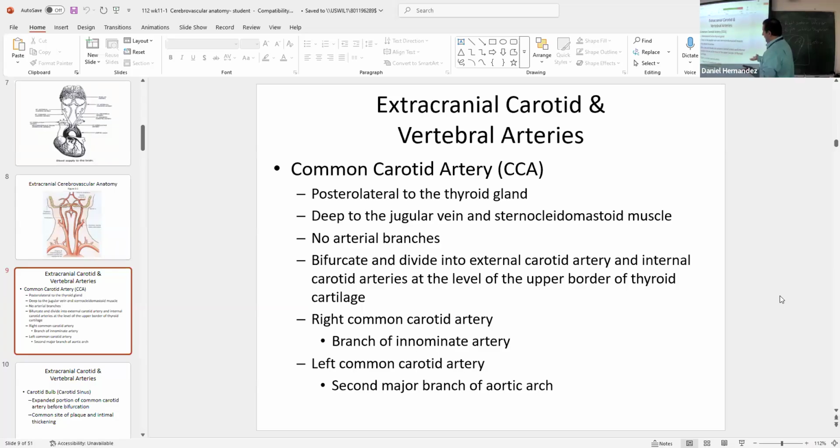The right common carotid artery is, like we said, a branch of the innominate artery or brachiocephalic. Left common carotid artery comes directly off the aortic arch, so it's the second major branch off the aortic arch.